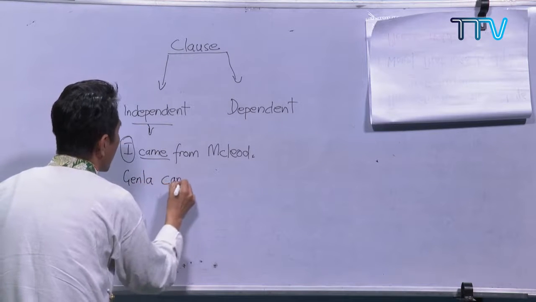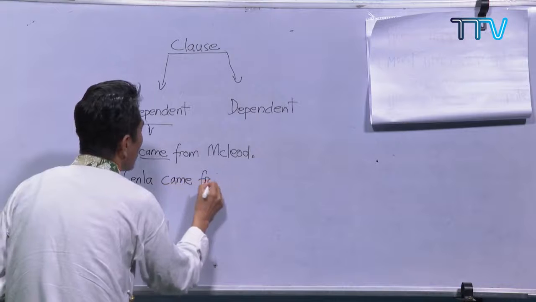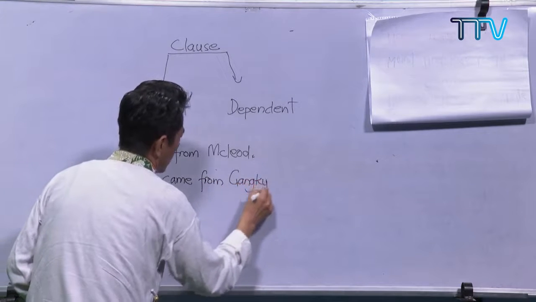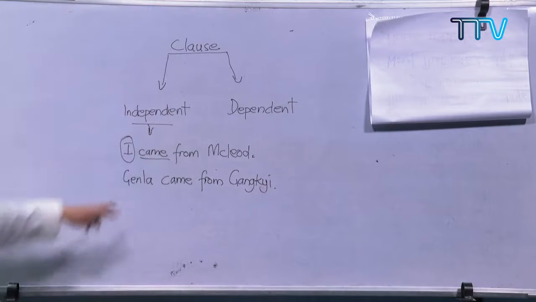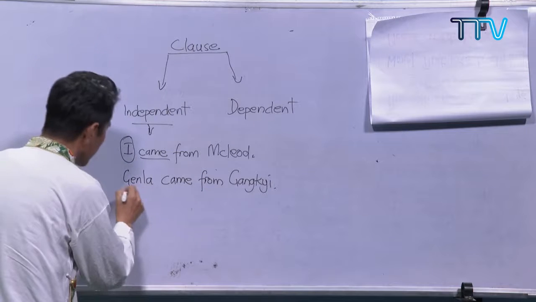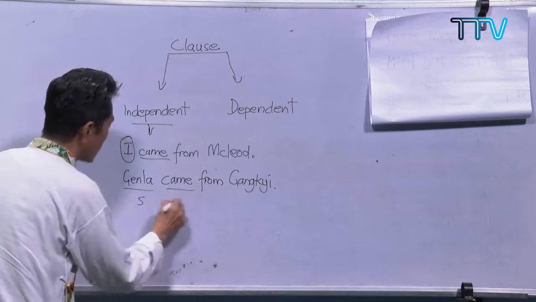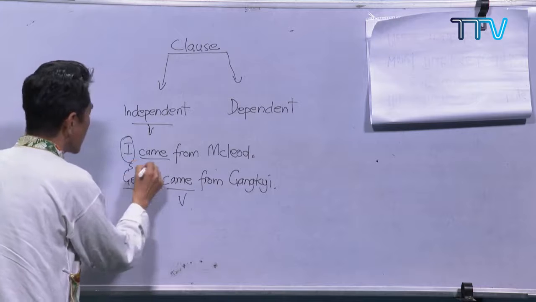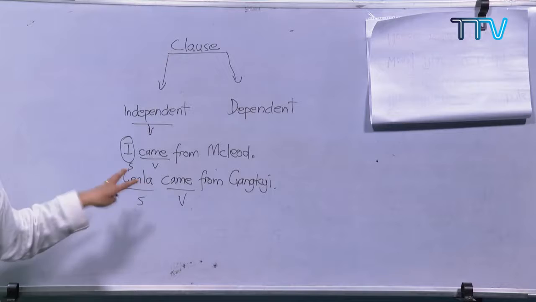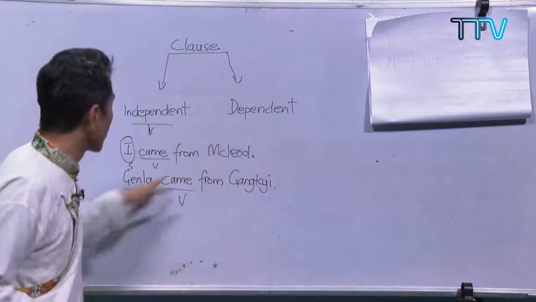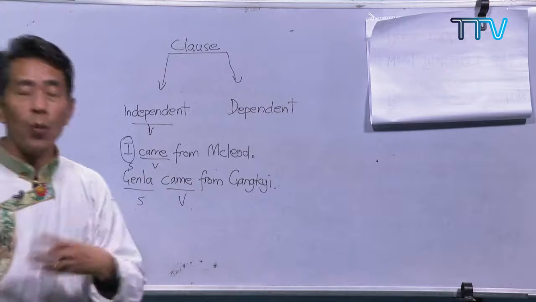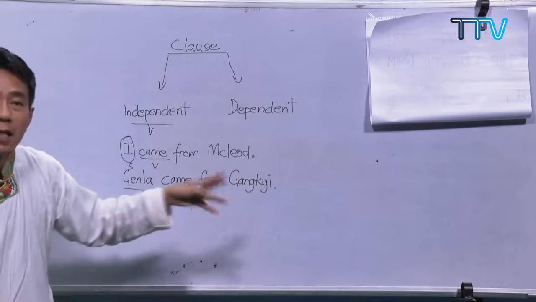Likewise, "Kerala came from Kangra." Okay, now again this is an independent clause. Why? There is a subject and a verb. This is a subject and verb. Now this is a clause, and this is again independent because it makes complete sense. Kerala came from Kangra. We don't have to depend on other words or another sentence to make it complete.